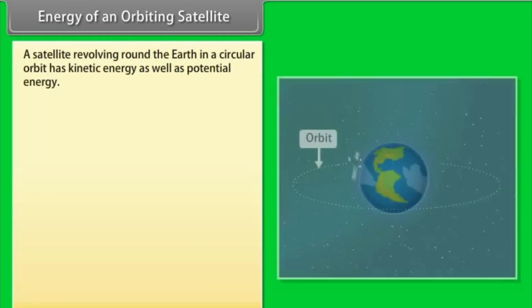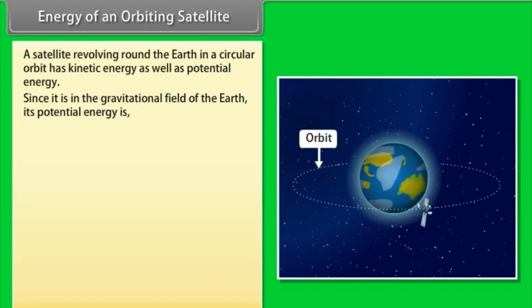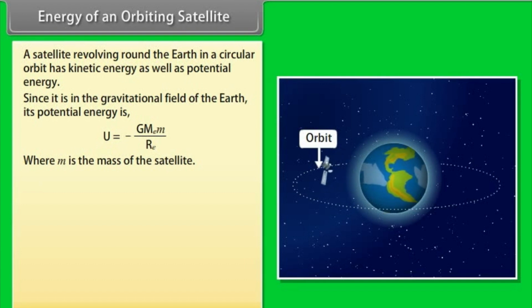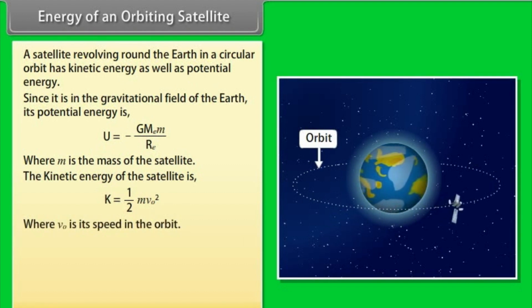Energy of an orbiting satellite. A satellite revolving round the Earth in a circular orbit has kinetic energy as well as potential energy. Since it is in the gravitational field of the Earth, its potential energy is U equals minus G M_E m divided by R_E, where m is the mass of the satellite.